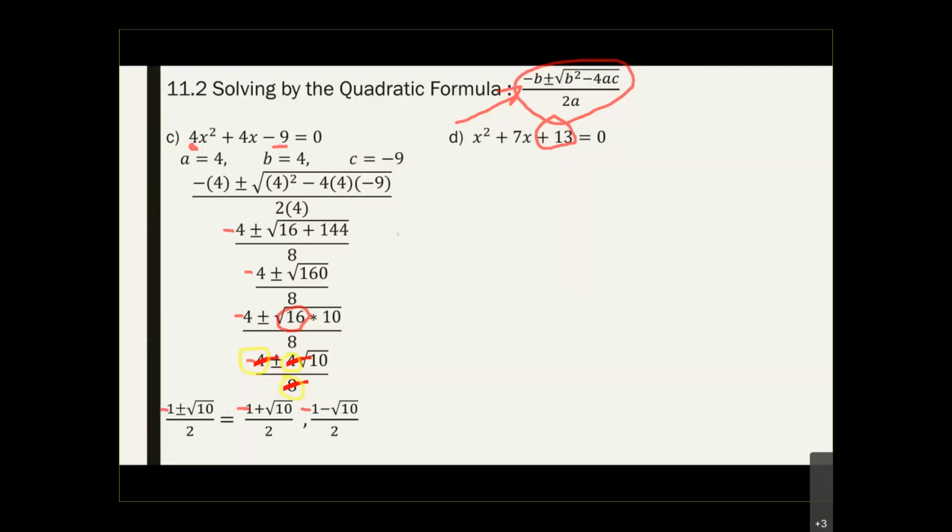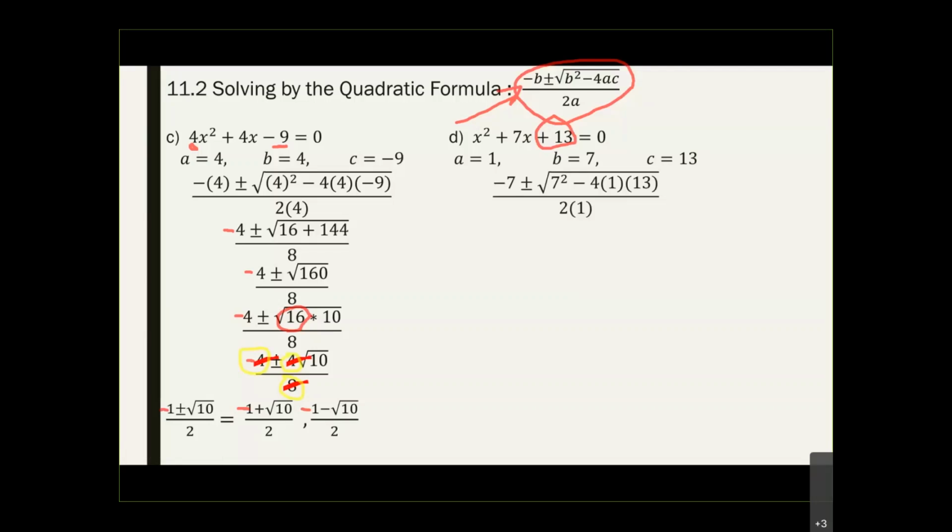The last thing we have to do is plug into the quadratic formula. To plug into the quadratic formula, we need to identify your A, your B, your C, right? As you can see, all of them are positive. A is 1, B is 7, C is 13. Hopefully you can see that all we need to do is say -7 plus or minus the square root of 7 squared minus 4 times 1 times 13, all over 2 times 1. Negative B plus or minus the square root of B squared minus 4AC, all over 2A, right?